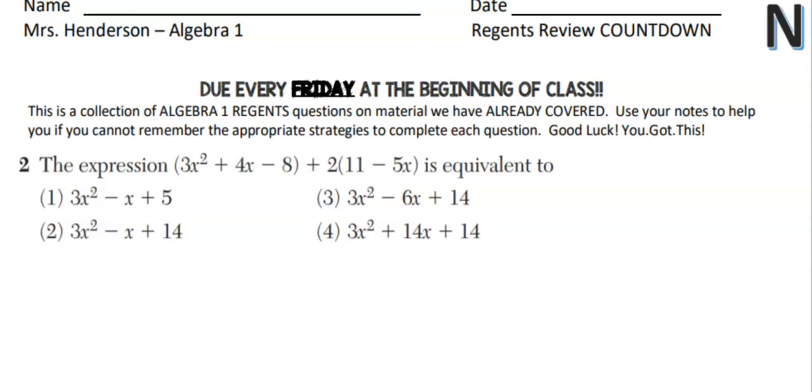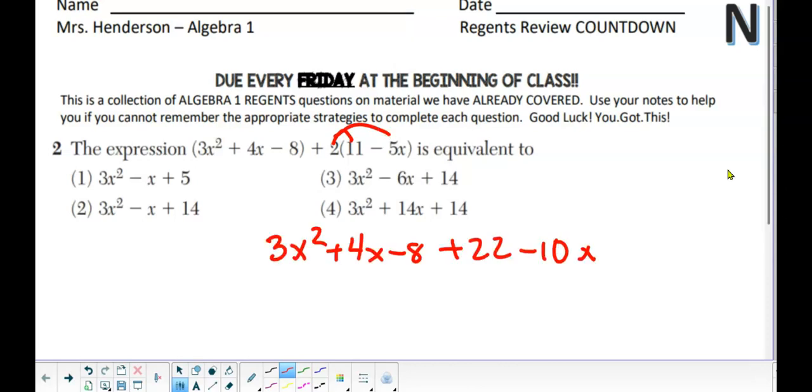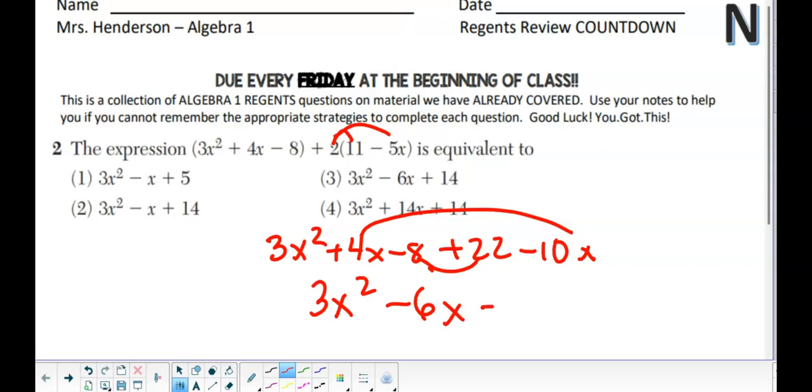Let's take a look at the topics on Regents Review letter N. The expression 3x squared plus 4x minus 8 when added to 2 times the quantity 11 minus 5x is equivalent to which expression? So we're going to distribute here. After we distribute, we're going to combine the like terms of the x's and the like terms of the constants, leaving us with 3x squared minus 6x plus 14.